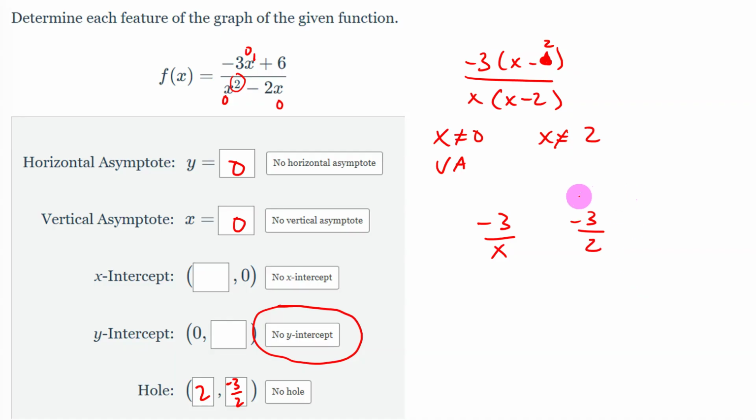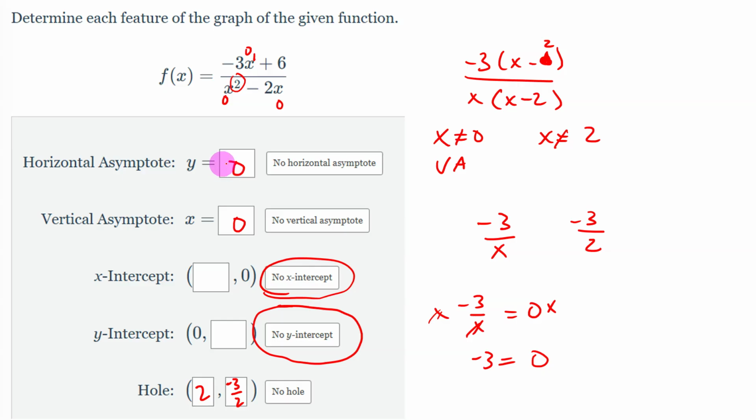All right, so then we look here. We're left with this, negative 3 over x. We set that equal to 0. Well, there's no value I could put in for x to ever make this 0. Multiply both sides by x. Cancels out. Negative 3 equals 0. Well, that can't happen, so I have no x-intercept.